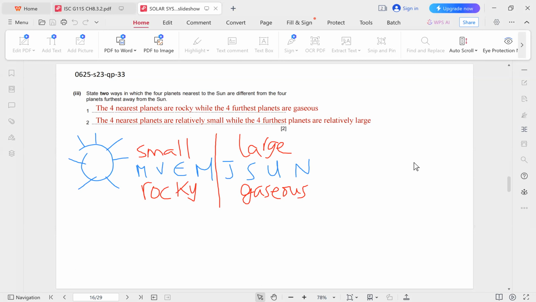So like we said, number one would be that the four nearest planets are rocky, the four furthest planets are gaseous. Number two would say that the four nearest planets are relatively small, while the four furthest planets are relatively large.